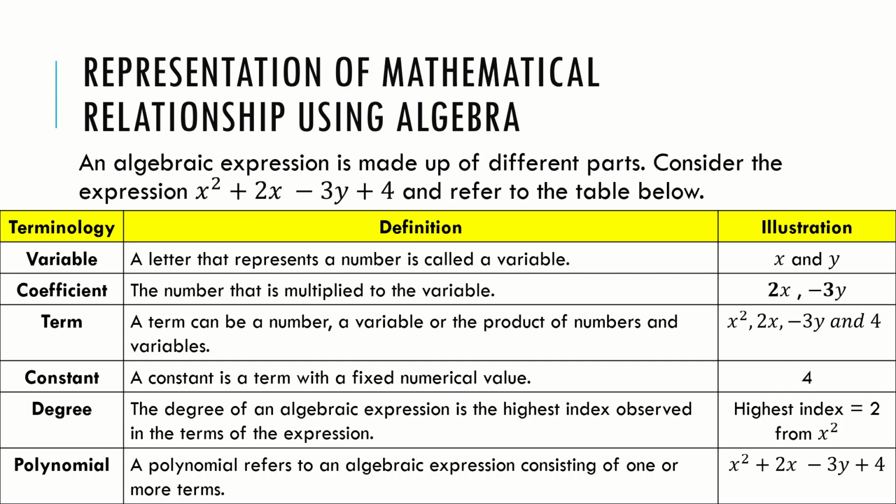So a polynomial is just an algebraic expression consisting of one or more terms. So x squared plus 2x minus 3y plus 4 is a polynomial, because there are four terms in this expression. It's just for you to know the terminologies.